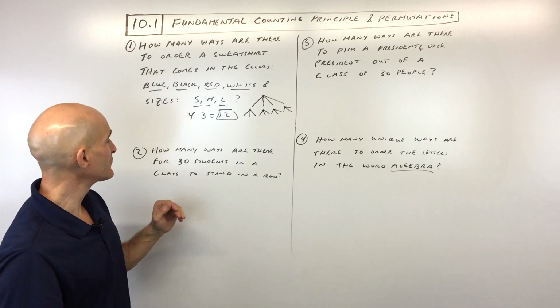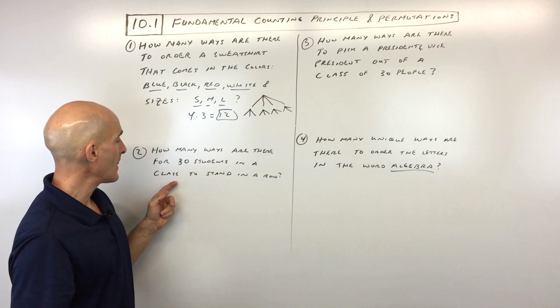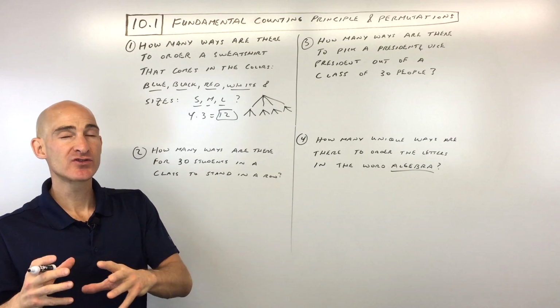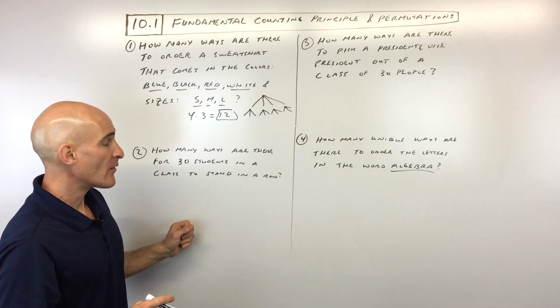So for number 2, try this one. How many ways are there for 30 students in a class to stand in a row? So if you can kind of visualize that there's 30 people in a class, how many ways could they stand in a straight line in a row? How would you do that one?